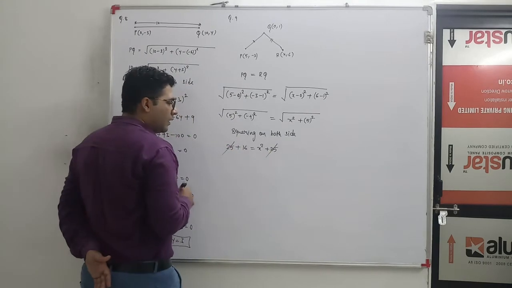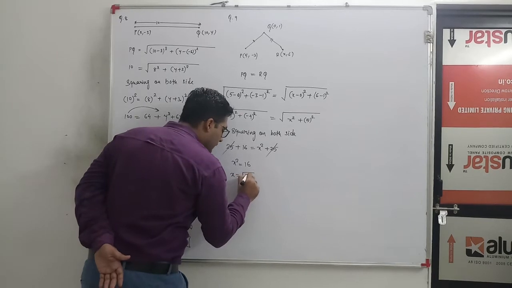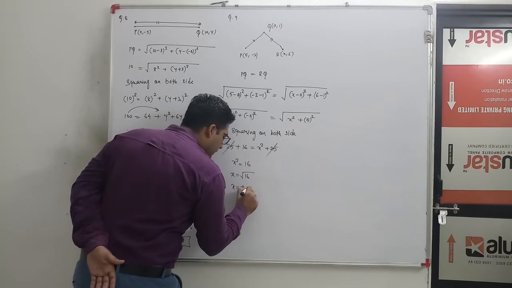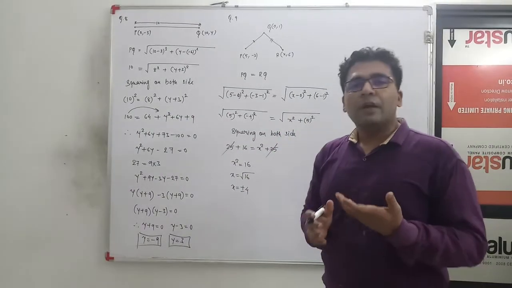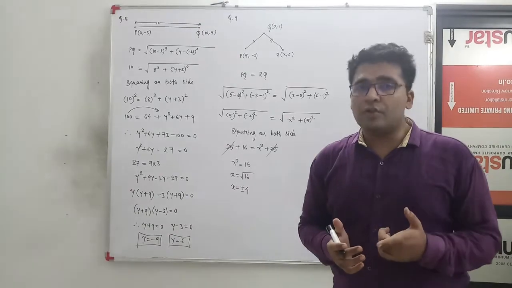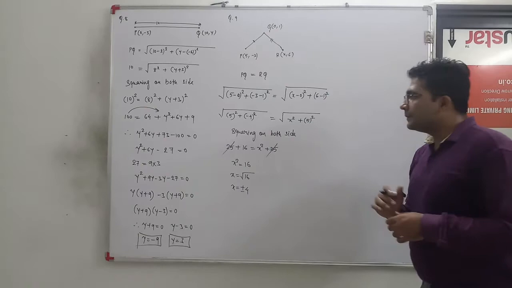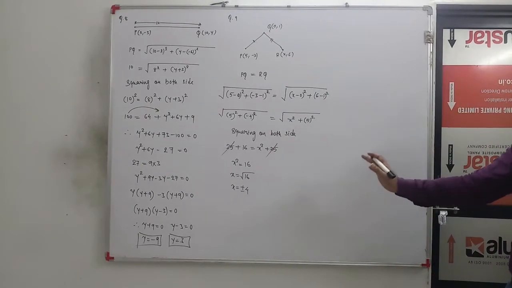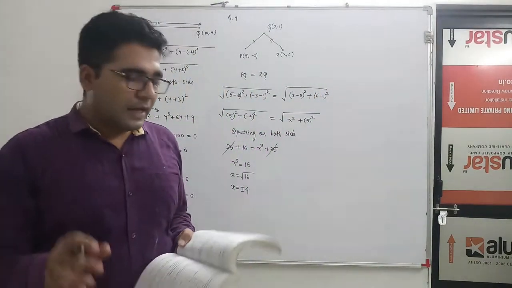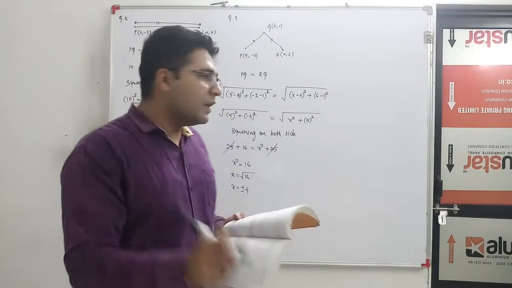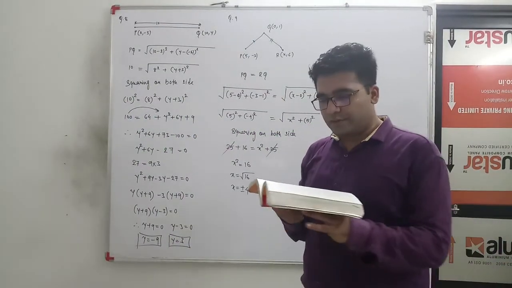So 25 cancels, and x squared is equal to 16. So x is equal to square root of 16, so x is equal to plus minus 4. The answer can be plus 4 or minus 4, because the square of a positive number is positive and the square of a negative number is also positive. This is the way the same question can be asked in a different way. Questions 8 and 9 can both be solved the same way, but the difference is how the question is asked.